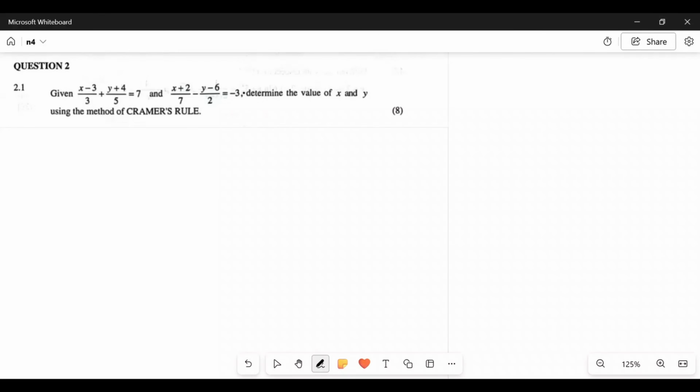All this is equaling to negative 3. Determine the value of x and y using the method of Cramer's rule. So we are given these 2 equations, but they're in fractions. So we need to simplify these 2 equations. What you can do here is find the denominator for each and every equation.